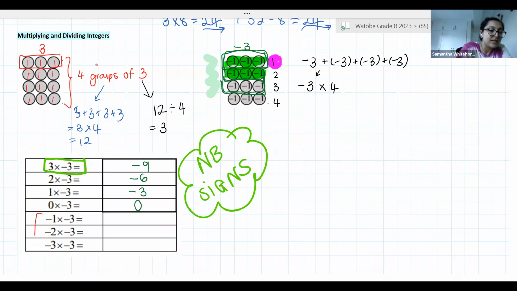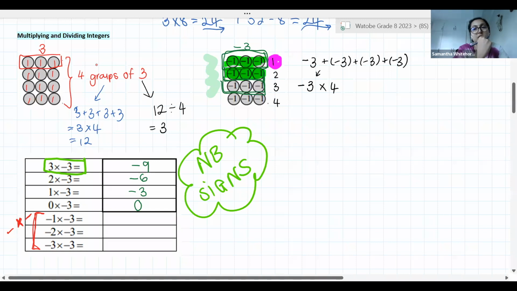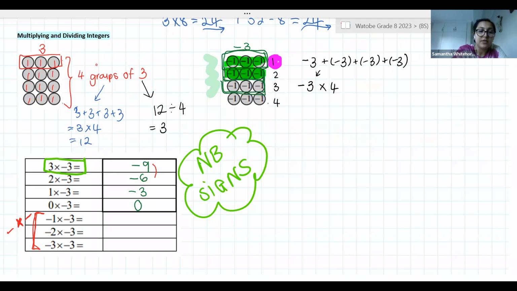And now the second bit of our table is where things start to become very important to take note of. In each case here, we have a negative times a negative. And so we now need to see what's going to happen to these signs. But let's look at the pattern. From -9 to -6, I added 3.